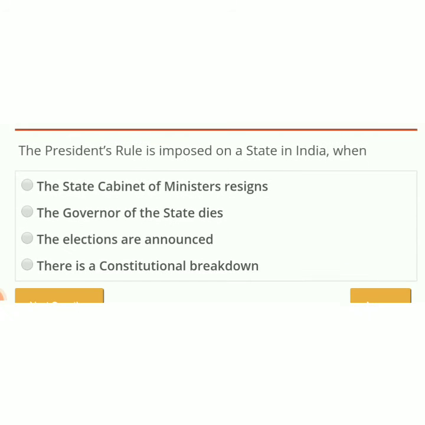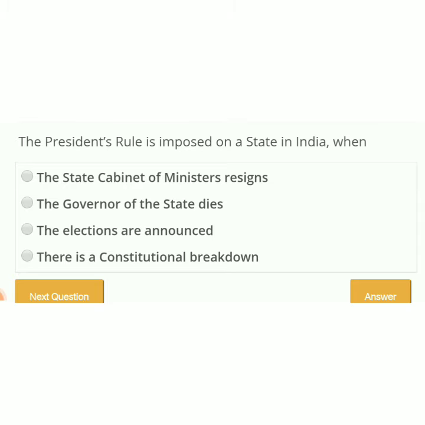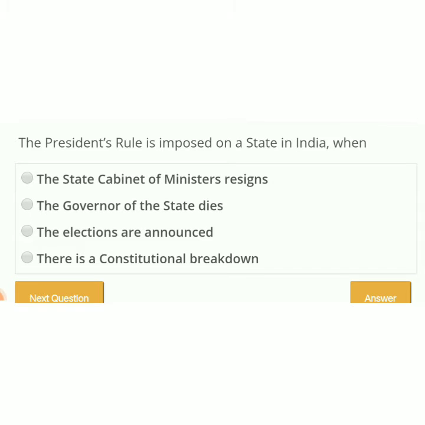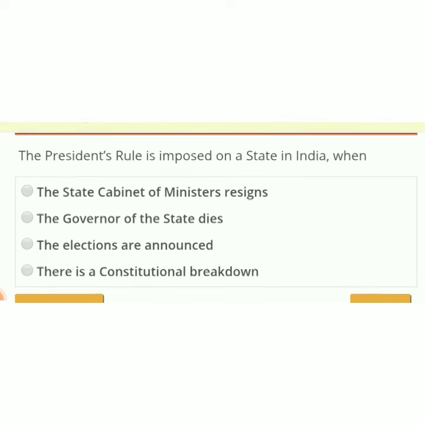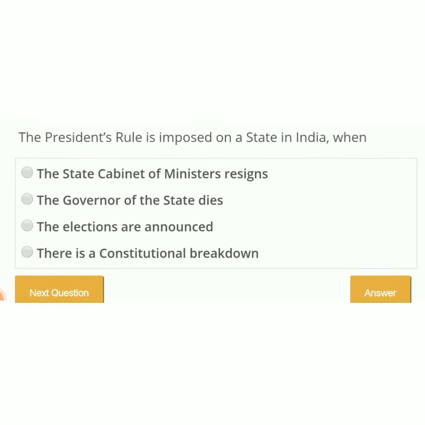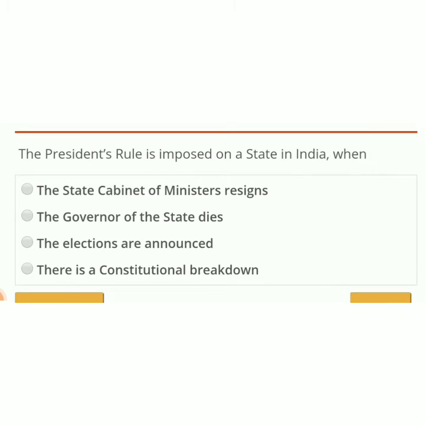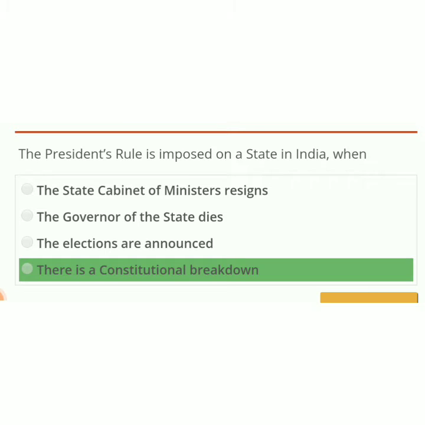Next question. The President's rule is imposed on a state in India when the state cabinet of ministers resigns, when the governor of the state dies, when the elections are announced, or when there is a constitutional breakdown. The correct answer is when there is a constitutional breakdown. Next question.